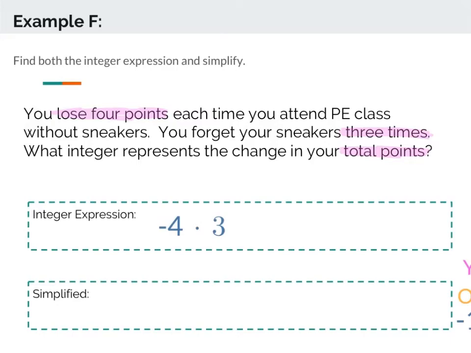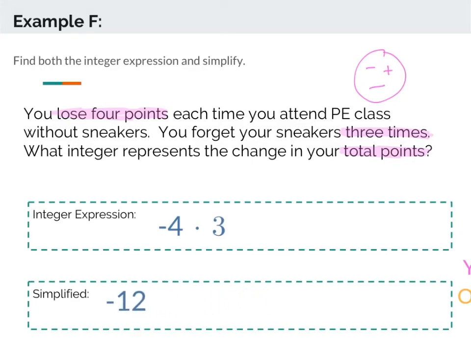So now I've got a negative times a positive, so I know my answer if I draw my 4 faces to help me out. If I've got a negative times a positive, I know my answer is going to be negative. And that makes sense because if I'm losing more points every single time, I'm at no point going to end up with positive points for getting my sneakers in PE class. So I would end up with -4 times 3 is going to give me -12.